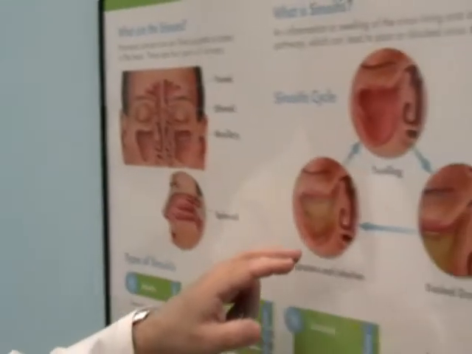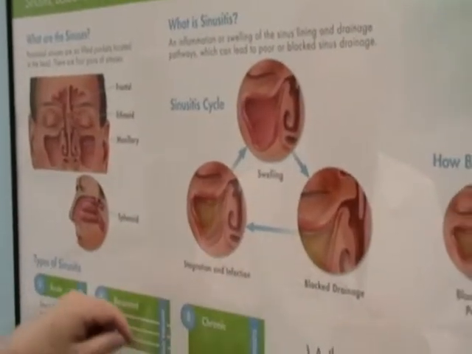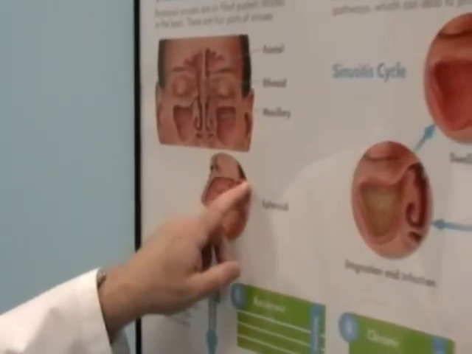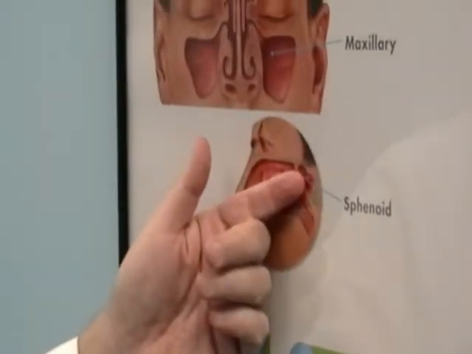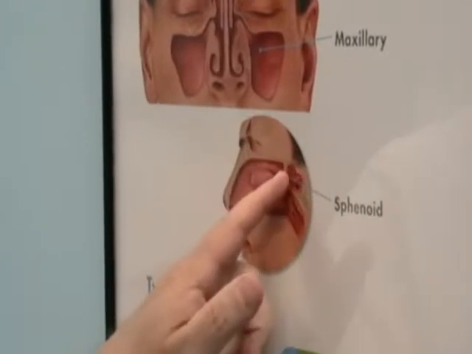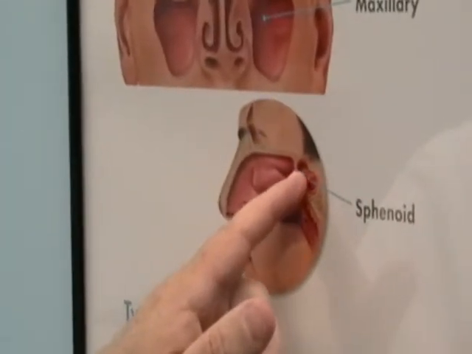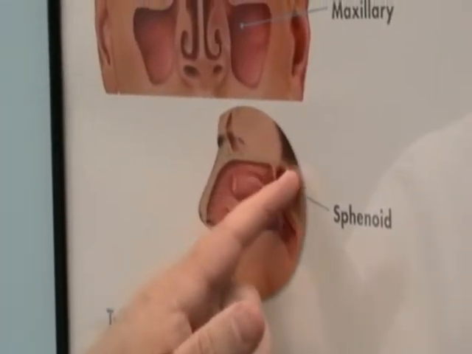The sphenoid sinus we can see way in the back on this picture. Here's the tip of the nose. It's in the very back of the nasal cavity. On the back wall, there's an opening that we can usually find into the sphenoid sinus.